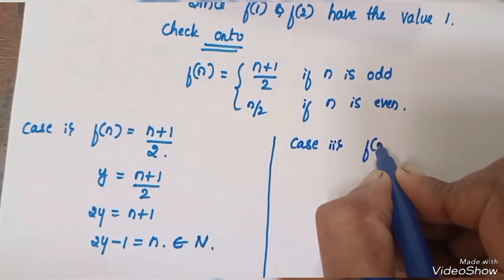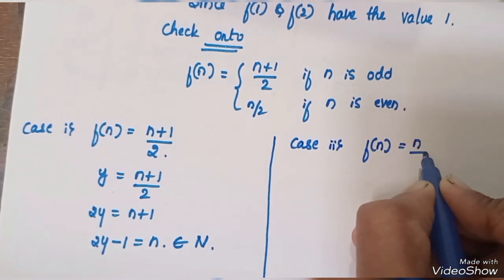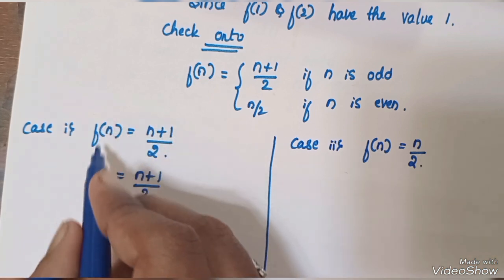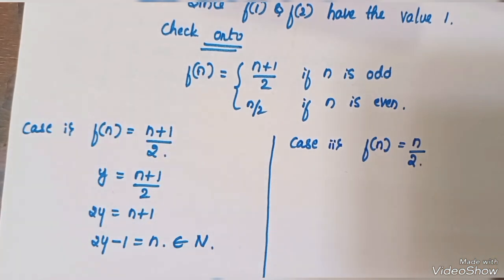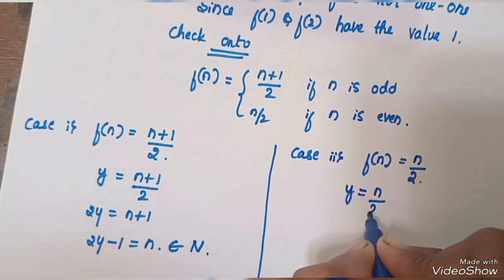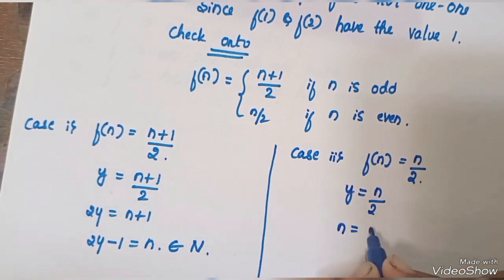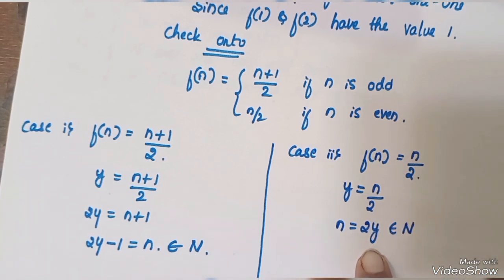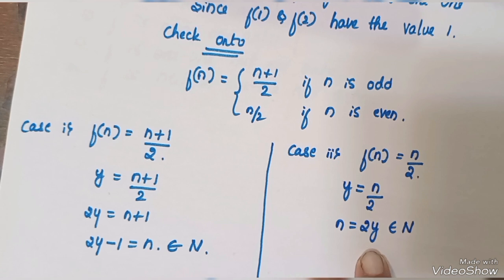f(n) = n/2. This is case 1 for the odd condition and case 2 for the even condition. y = n/2, so n = 1, which is also a natural number. Whatever values are taken as natural numbers, again we get a natural number.